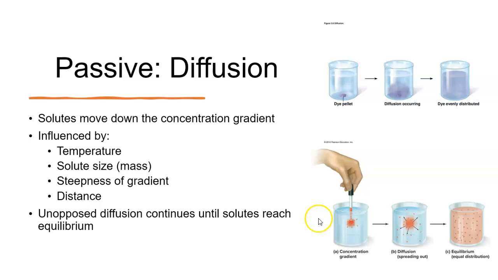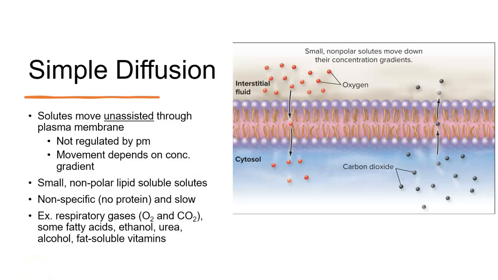Now, the same thing happens with ions, with molecules moving across the cell membrane. They move until they reach equilibrium. There are two different types of diffusion. We'll start with simple diffusion, and this is when the molecules move through the membrane unassisted. Now notice that's underlined. That should tell you the next slide's going to be something different, right?